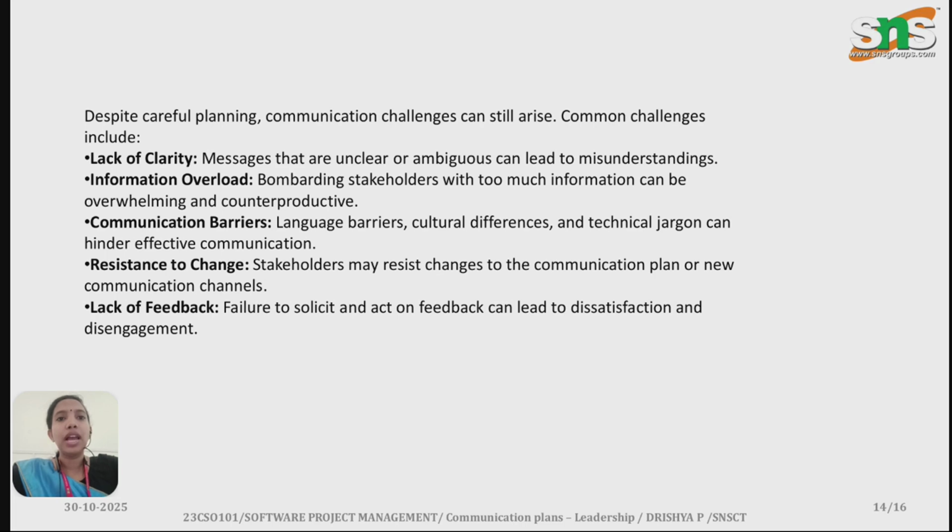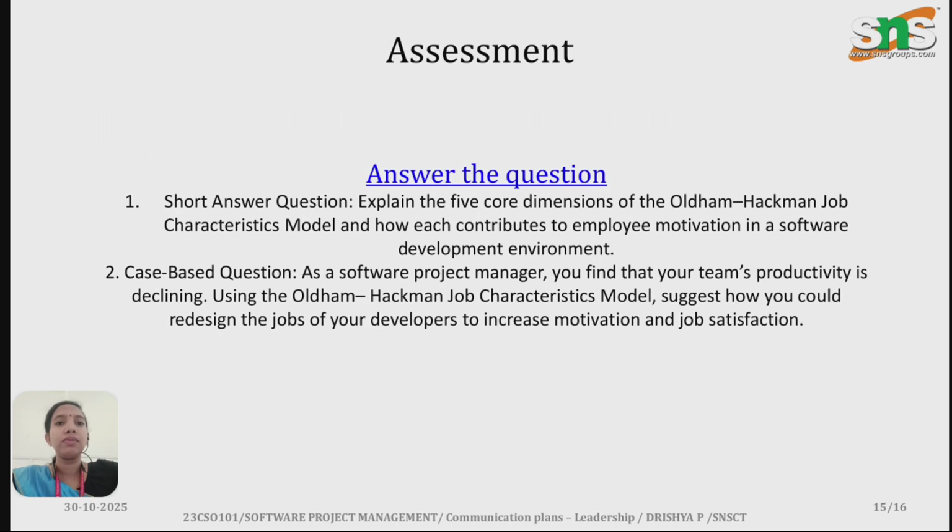Then, lack of clarity. Despite careful planning, communication challenges can still arise. Common challenges are lack of clarity, information overload, communication barriers, resistance to change, lack of feedback. The leader needs to take feedback every time, or at every stage of a project.